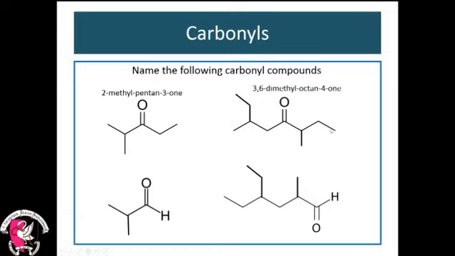So let's count. We've got to count from this side since the carbonyl group is closer to this end than this end. So 1, 2, 3, 4, 5, 6. So 3, 6 is the dimethyl part. We know it's octane because we counted 8, and the carbonyl group is on the fourth carbon from here. 1, 2, 3, 4. So 3,6-dimethyl octan-4-one.